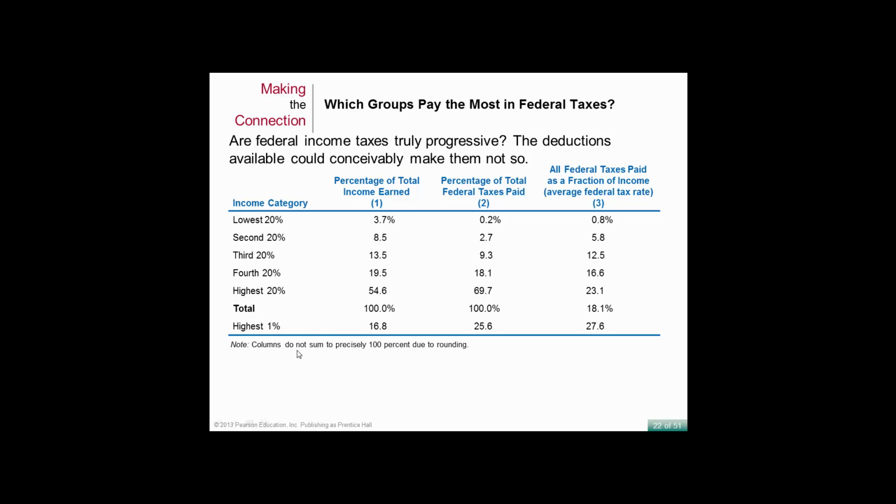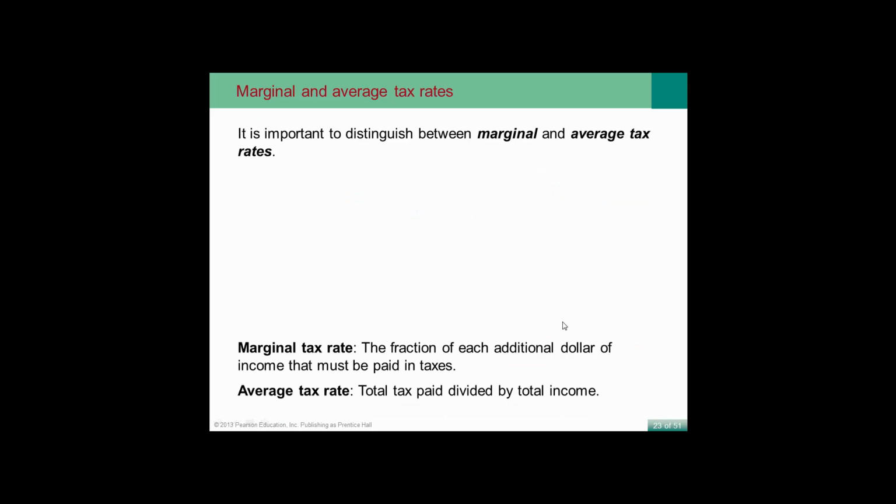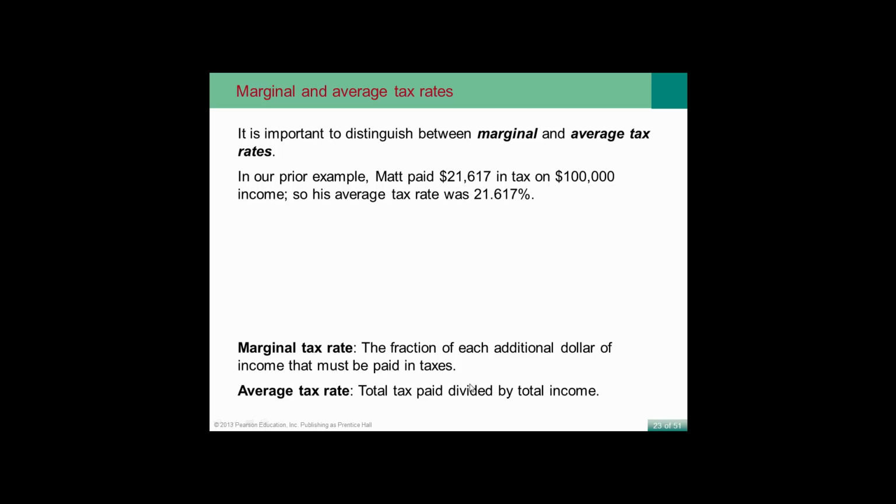The highest 20% of income earners earn 54% of all income. They pay 69.7% of federal taxes, with an average federal tax rate of 23%. We can conclude, based on this, that basically every bracket pays slightly more than the one before. The highest 1% pays an average tax rate of 27.6%. It's important to distinguish between marginal and average tax rates. Marginal is the fraction of each additional dollar of income that must be paid in tax, and average tax rate is total tax paid divided by total income.